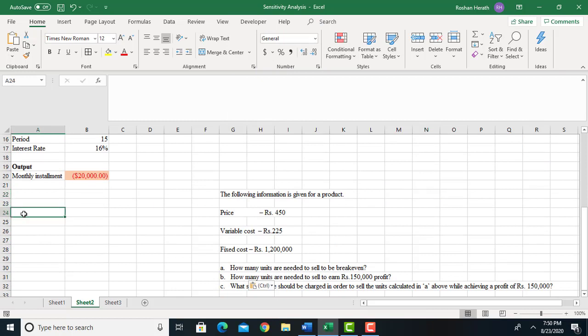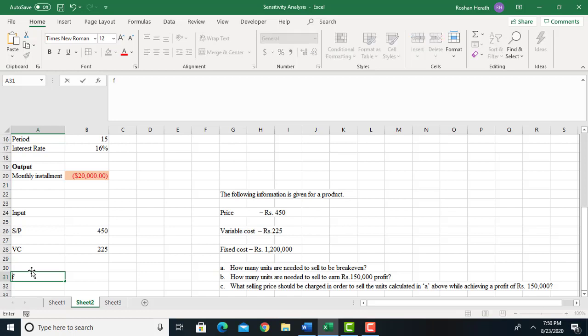So you need to take the most important thing. The model has to be there. Get the inputs. You need the sales price. It's 450. Variable cost. It's 225. Then fixed cost. Fixed cost is there. It's 1.2 million.